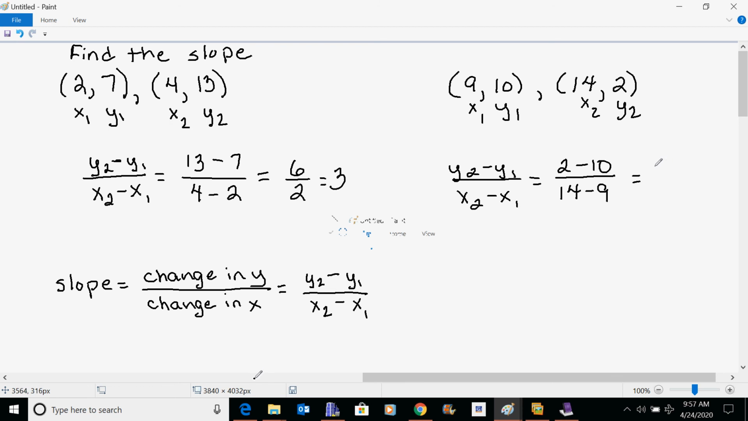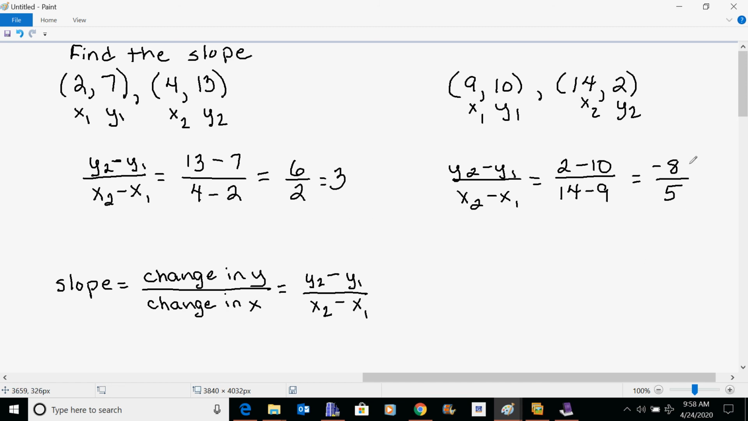You're really getting negative 8 there. Okay? 2 minus 10 is the same as 2 plus negative 10. So make sure that you're remembering your sign rules. 14 minus 9 gives you 5.